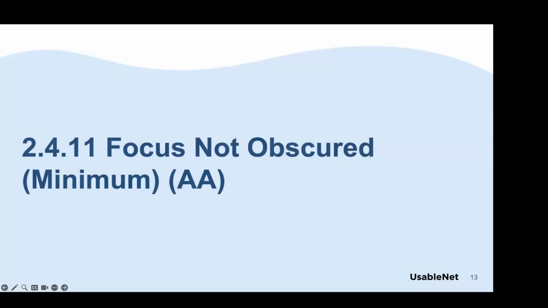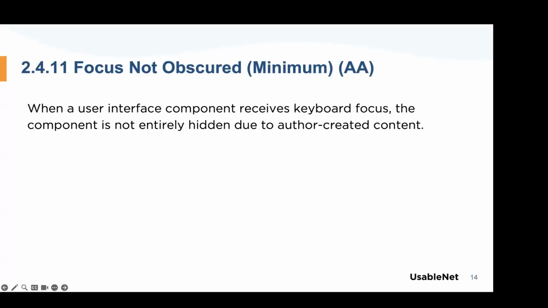The first new criterion is the 2.4.11 Focus Not Obscured (Minimum), which is a AA requirement. Let's review the requirement together. When a user interface component receives keyboard focus, the component is not entirely hidden due to author-created content.